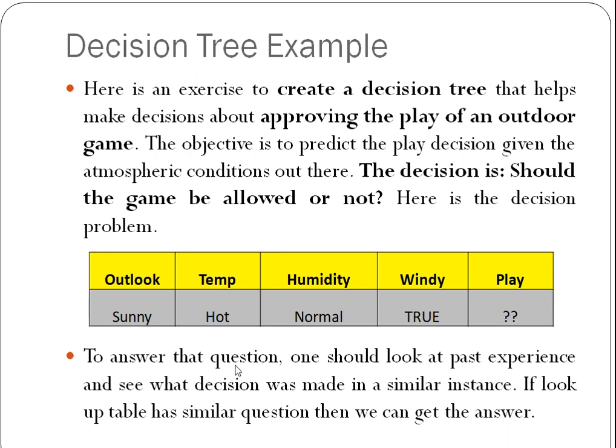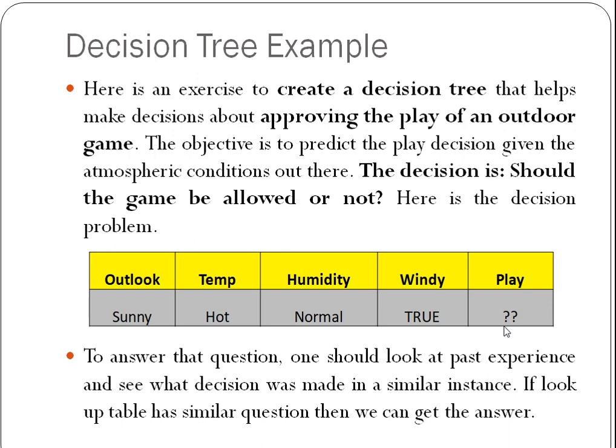To answer this question, one should look at past experience and see what decision was made in a similar instance. If a lookup table has a similar question, then we can get the answer. One way to solve this is to store the historical data in a lookup table, or you can think of it as a database table. If there is a matching record, for example outlook is sunny, temperature is hot, humidity is normal, windy is true, and the answer there was yes, then directly from that we can predict the answer as yes.